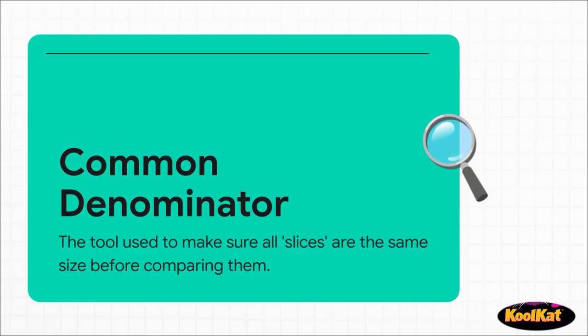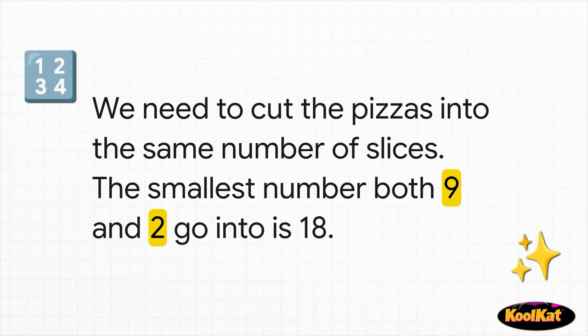Now, forget the fancy math term for a sec. All this really means is that we're going to re-slice both of our pizzas so that all the new slices are the exact same size. Once they're identical, comparing them becomes super easy. So, what's our magic number? What's the number of slices we need? Well, we're looking for the smallest number that both 9 and 2 can go into evenly. And that number is 18.